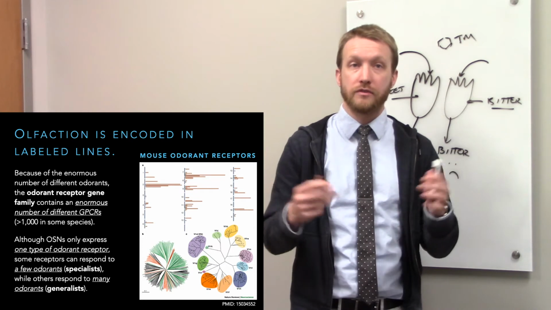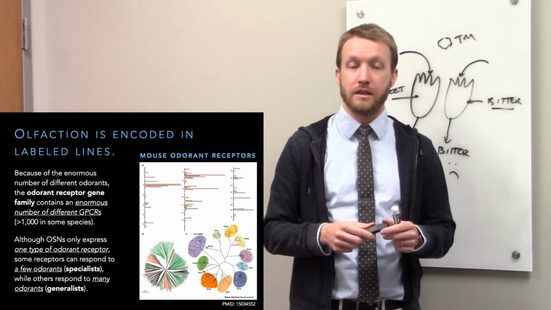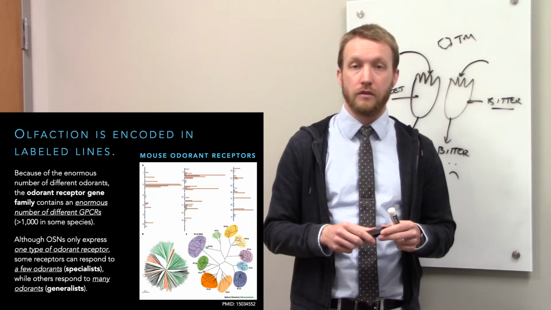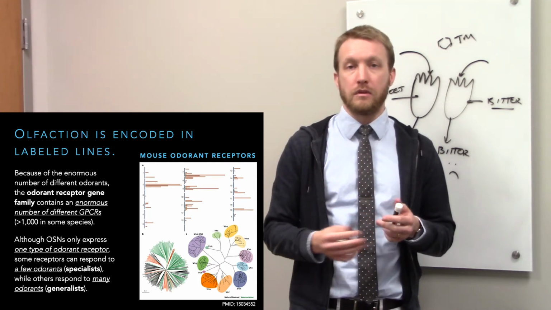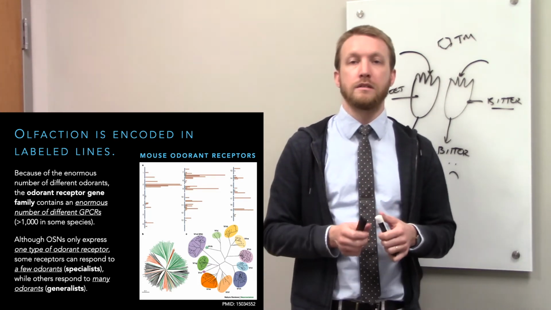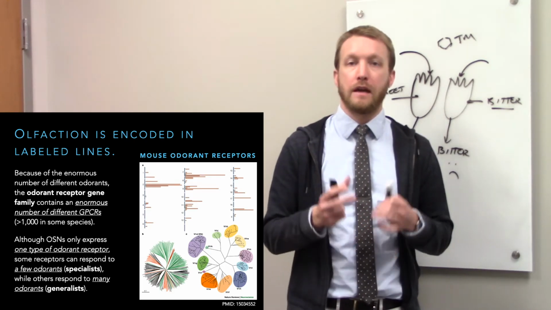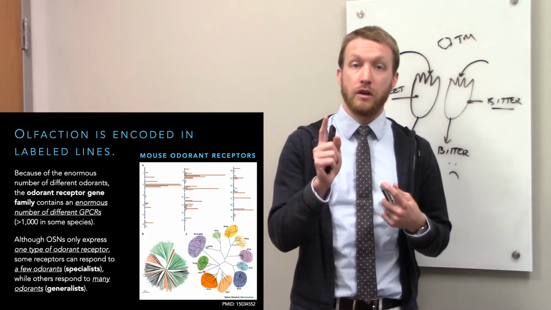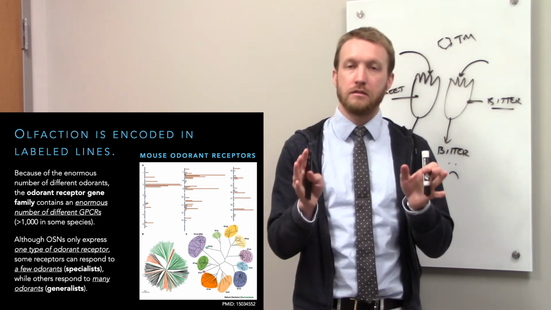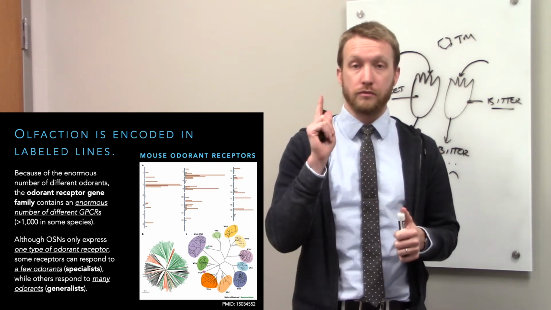This is an enormous family with at least 1,000 different types of odorant receptors, and that allows us to detect so many different smells. Whether they be pleasant or otherwise, we have a receptor for it. Now, some olfactory sensory neurons are going to detect more than one odor, but that's not because they express more than one odorant receptor.